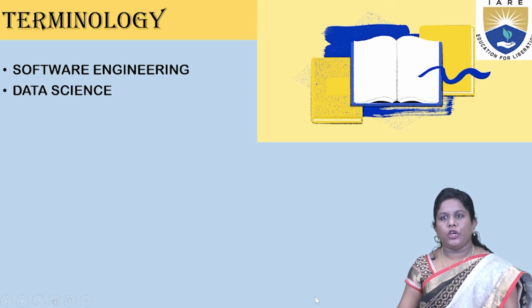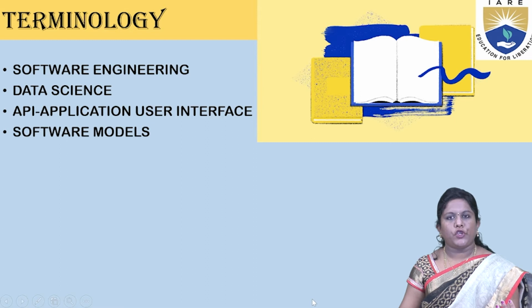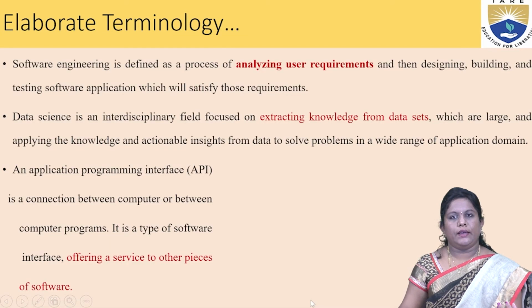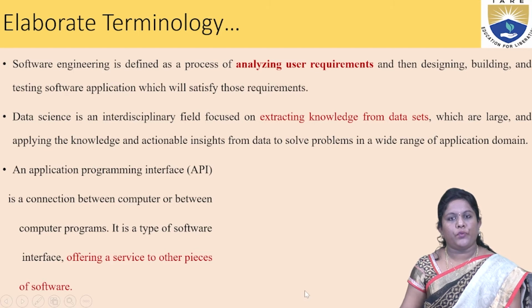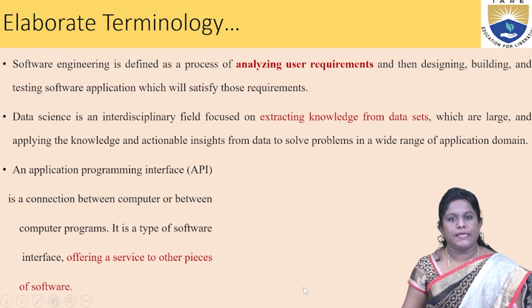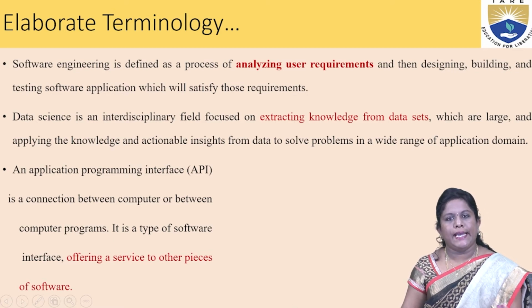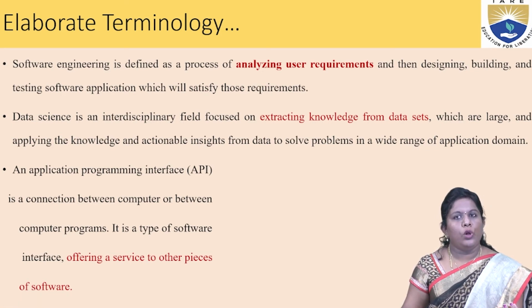Moving to the next terminology, that is data science. And then we have APIs, and then we have software models. So looking in depth at the exact definition of what software engineering is, it's defined as a process of analyzing the user requirements. Analyzing is a process where you just try to get the things, but whether it is performed or not, that is the next step. But initially it is defined as a process of analyzing user requirements and then designing, building and testing software applications which will satisfy all those requirements.